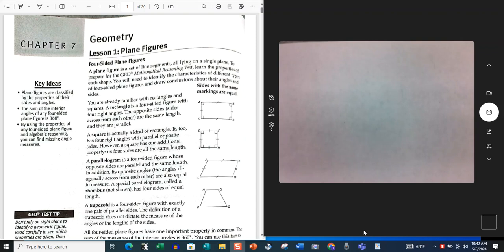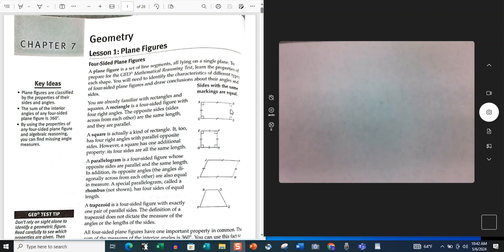A rectangle is a four-sided figure with four right angles. The opposite sides, across from each other, are the same length and they are parallel. So here we have the rectangle, and actually I should have said this, we're on page 388.